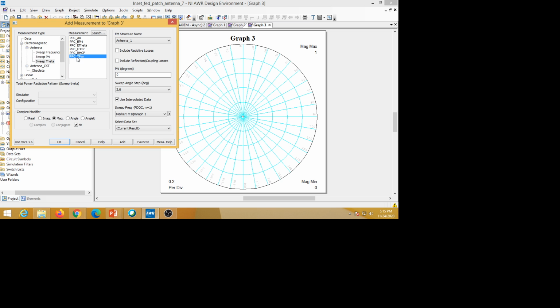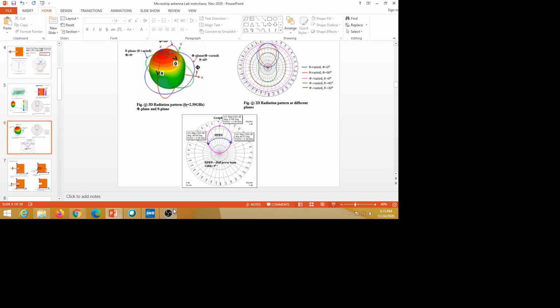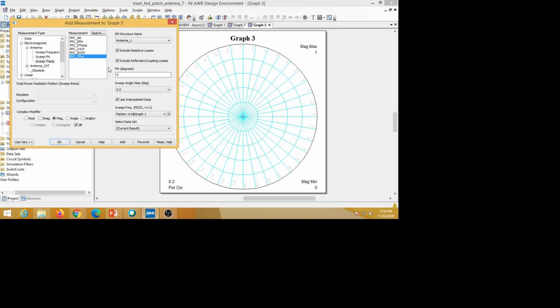Sweep theta, vertical cross section we are doing, this is a 1, include losses. Phi 0 degree or 90 degree, as we can see, theta varied with phi 0 degree or theta varied with phi 90 degree. So I am taking first this one, theta varied with phi 0 degree. That blue color one, this is the blue color graph that we got. So here is phi 0 degree, theta varied.